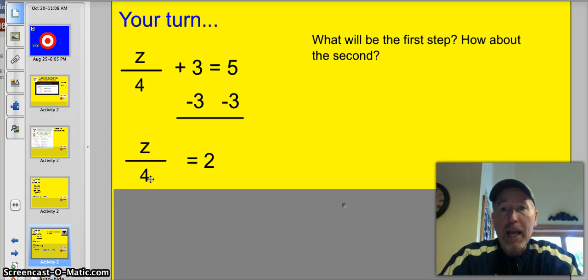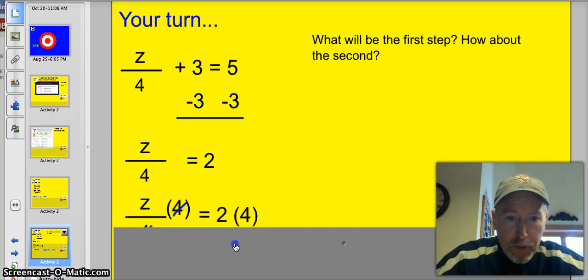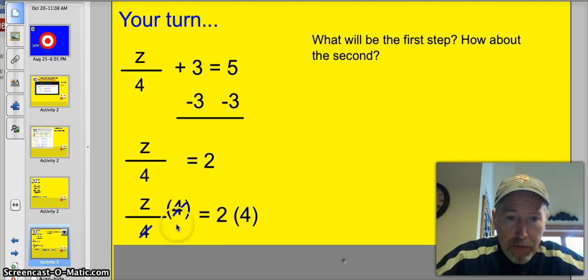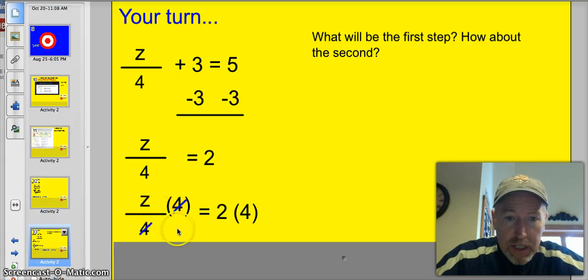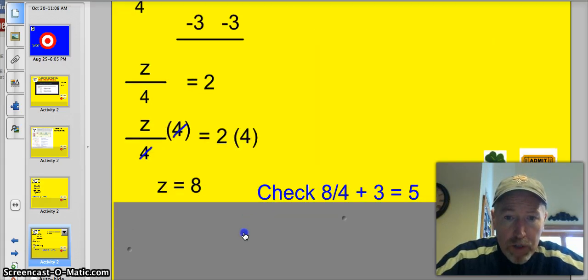What do you do? What's the opposite of division? Multiplication. That's right. Did you multiply? Well, you multiply by 4 over 1. Those 4's will cross out, and you end up with z equals 2 times 4, which is z equals 8.